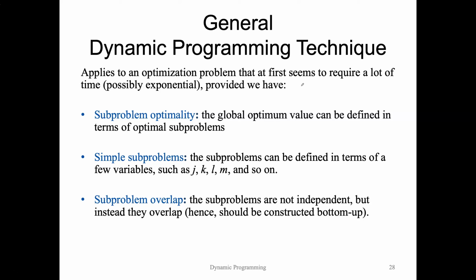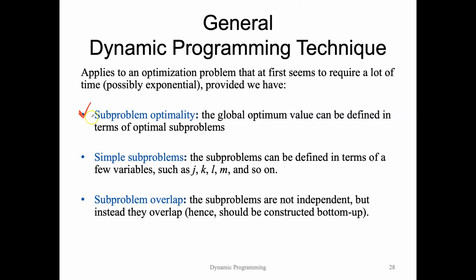So for example, in the matrix chain product, if we were to try and solve that just using a brute force approach by finding every possible different way that we could parenthesize that chain of matrices together, we'd see that there are exponentially many different ways to do that, so we wouldn't be able to use that kind of an approach. However, with a dynamic programming technique, we can define our global optimal solution in terms of optimal solutions to subproblems. So this means that our problem has this subproblem optimality property.